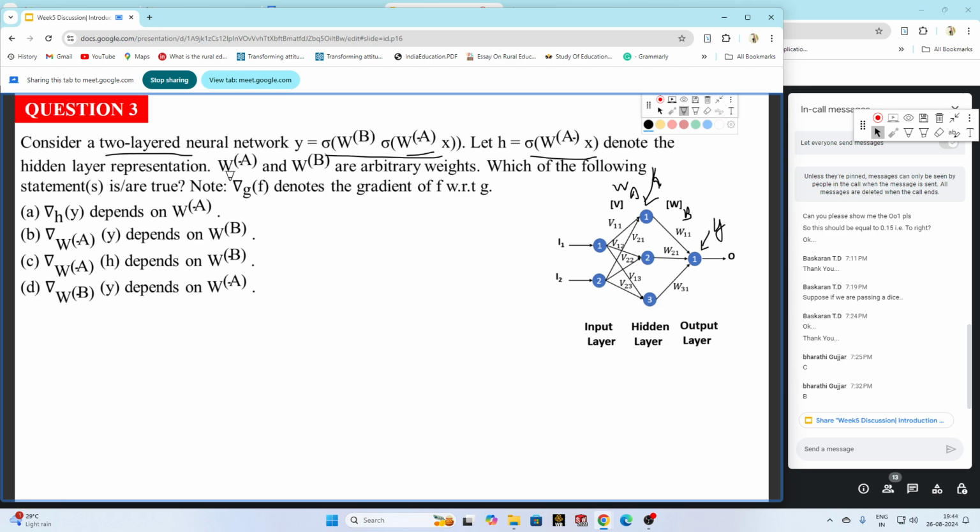Now we have two types of weights. One, from the input to the hidden layer, denoted by WA, and second, the weights connecting the hidden layer to the output, that is WB. Which of the following statements is true? And this is the notation: del F G means del F with respect to del G. So these are your options. Any guesses?